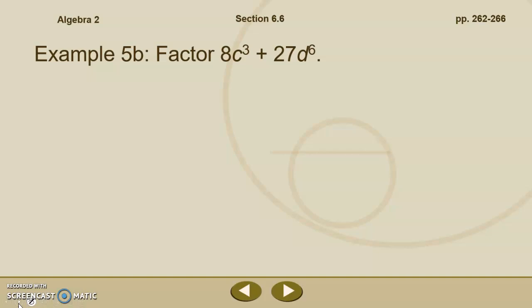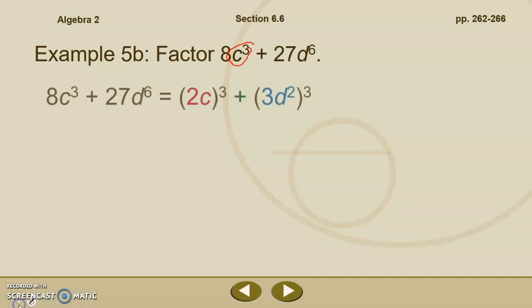Let's factor 8c cubed plus 27d to the 6. Now again, if you see the c cubed, you want to be looking for perfect cubes, and we have some perfect cubes here. 8 is a perfect cube, so we can write 8c cubed as 2c cubed. The cube root of 8 is 2. 27 is a perfect cube, so we can write 27d to the 6 as 3d squared, cubed.